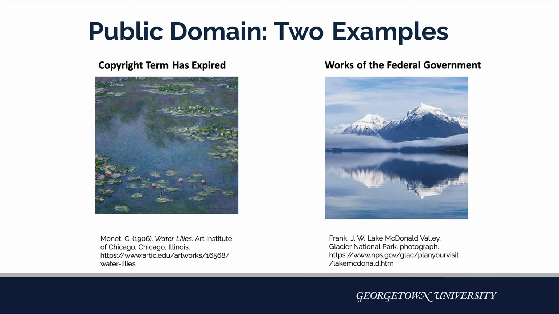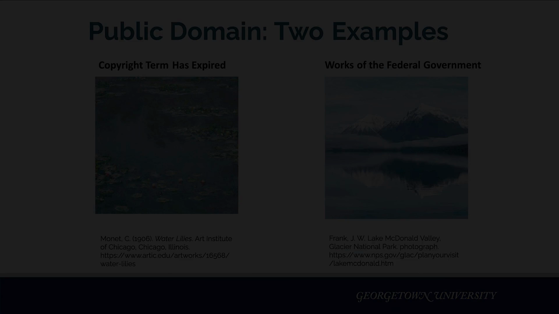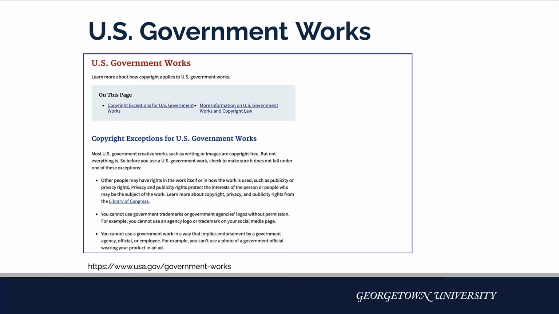The 2 most common types of public domain works are works in which the copyright has expired and works of the federal government. Both of the images on this slide may be used and adapted freely without a fair use analysis, permission, or any licensing fees. Many museums, libraries, and archives clearly designate images they have determined to be in the public domain. For works of the federal government, visit this page for more information and a full list of exceptions.